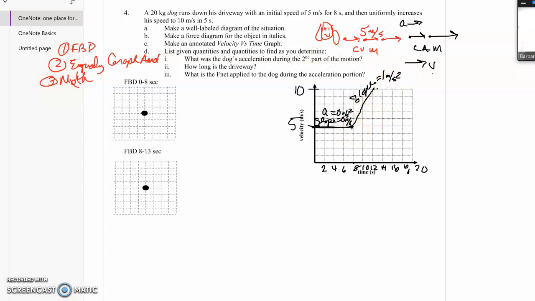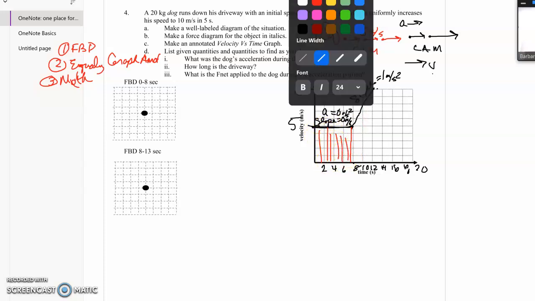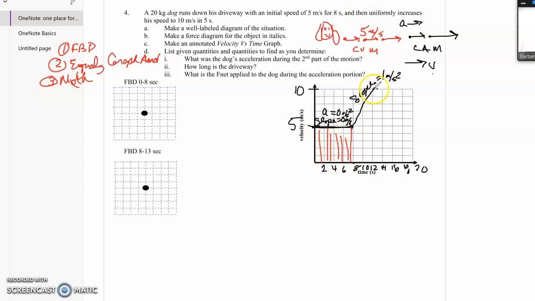Okay, great. Now, if I want to know how far it traveled in this first part, then I would find the area of the first part. And in the second part, then I would find the area of the second part. Okay? So I can find the acceleration and how far just from the graph. Okay, but I sort of am getting ahead of myself.